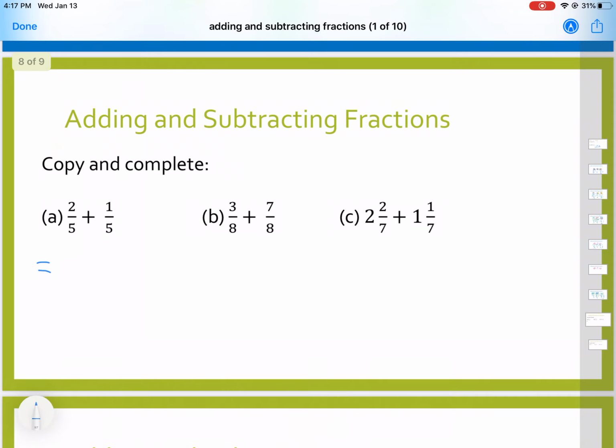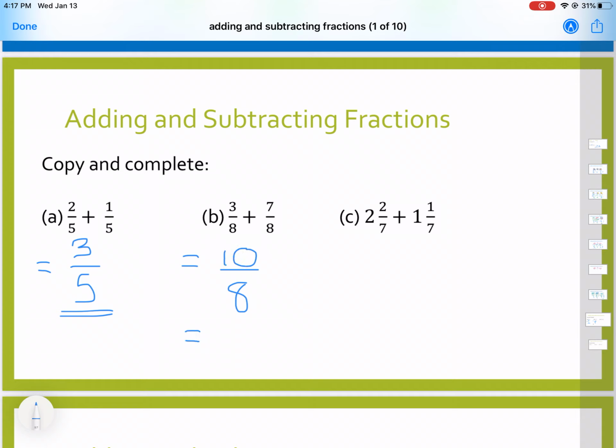We have got 2 fifths plus 1 fifth. We're working with fifths. I know that the denominator has to be 5. 2 of them plus 1 of them gives me a total of 3 of them, in this case 3 fifths. 3 8ths plus 7 8ths, so it's going to be over 8. 3 plus the 7 gives me 10.